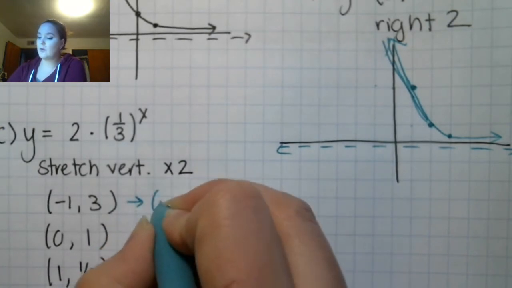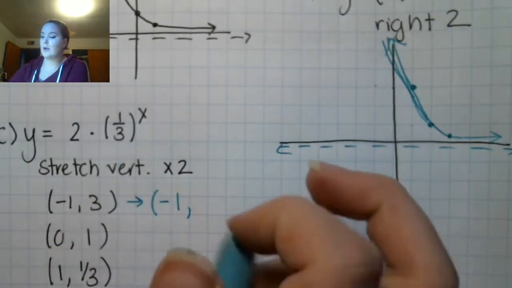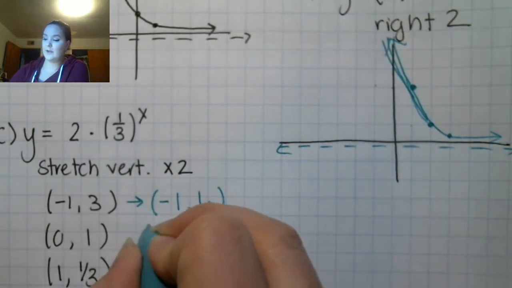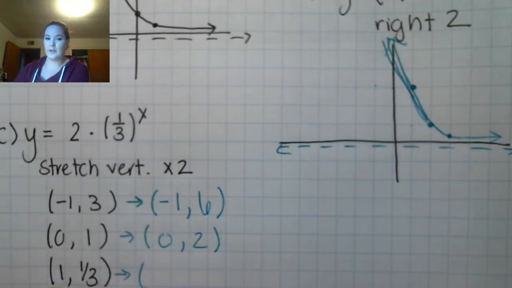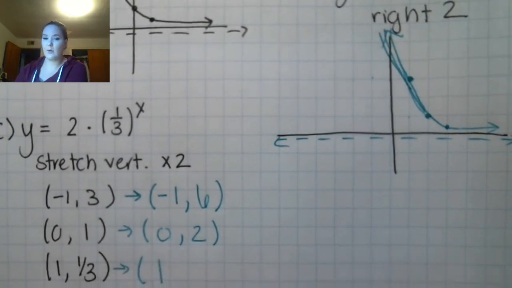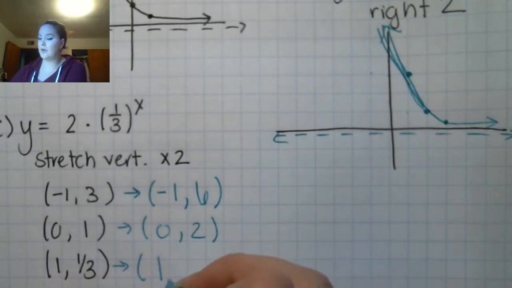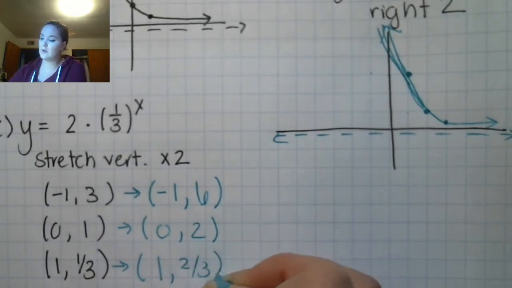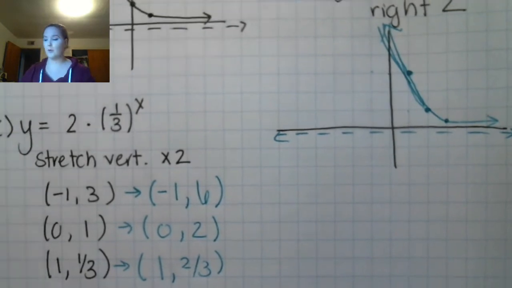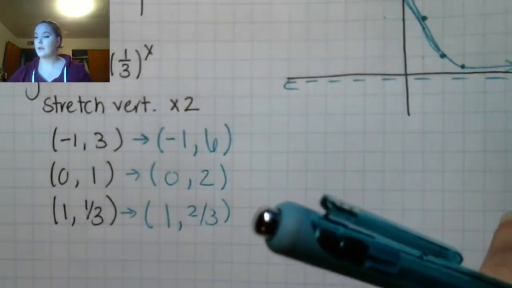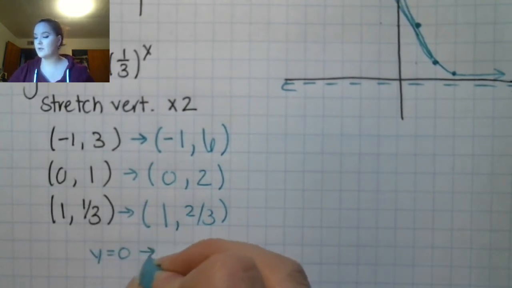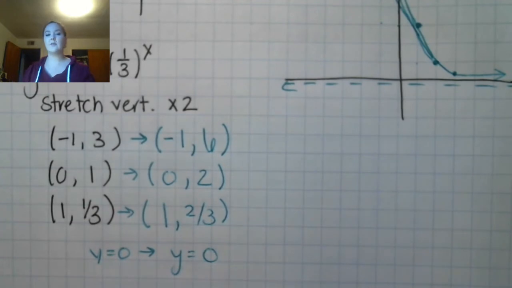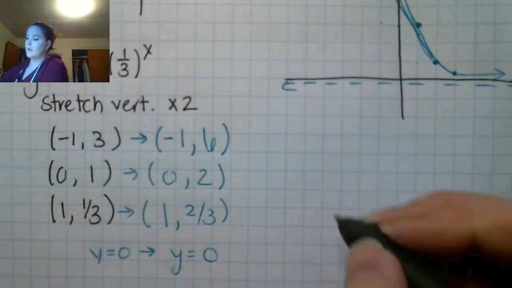So -1 and then 3 times 2 is 6. X coordinate is the same, 0. 1 times 2 is 2. And then here x coordinate is the same. Y coordinate times 2, 1/3 times 2 is 2/3. So there's our new key points. And remember that line is at y equals 0. 0 times 2 is still 0. So that won't look any different.